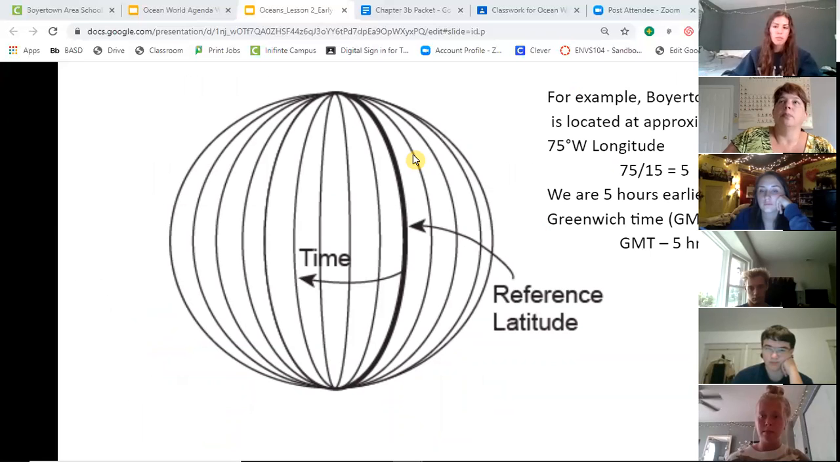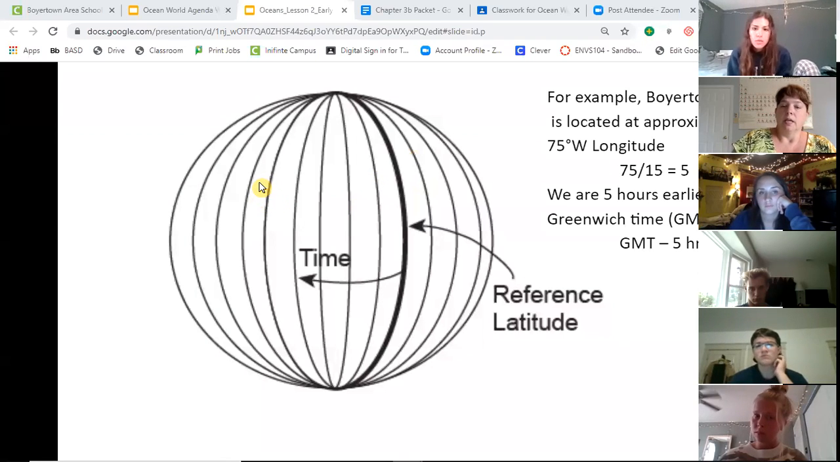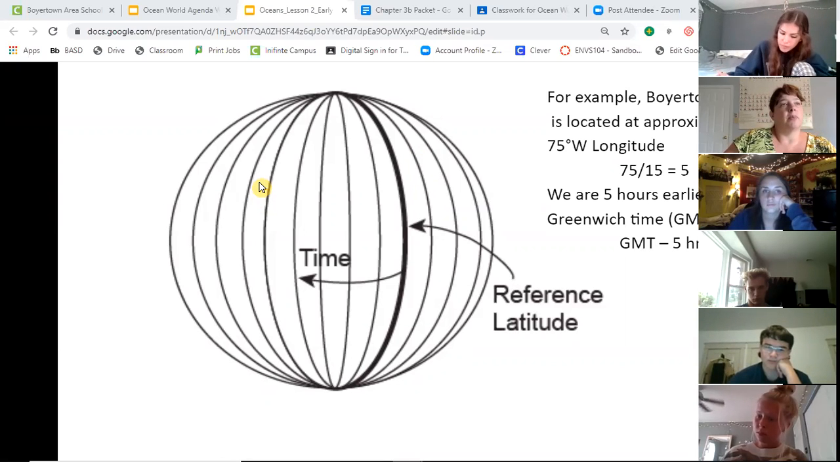So here's an example of how you can figure out the time difference between where you're located and the prime meridian. For example, Boyertown, PA is located at approximately 75 degrees west longitude. It would be right around here. Since every 15 degrees represents an hour, if we take 75 and divide it by 15, that tells us we are 5 hours different from what is called Greenwich Mean Time.